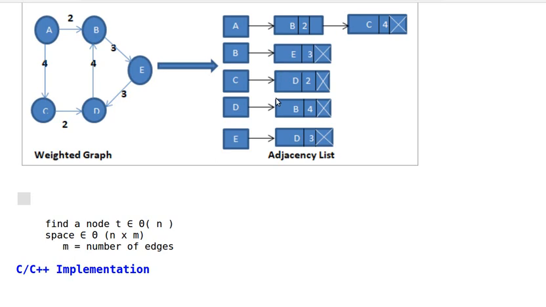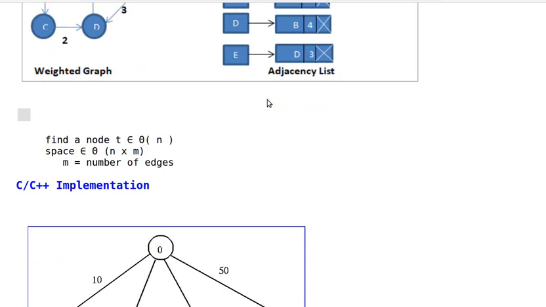In this representation, there are n lists where n is the number of vertices, so the time complexity of finding a node is theta of n and the space complexity is theta of n plus m, where m is the number of edges.